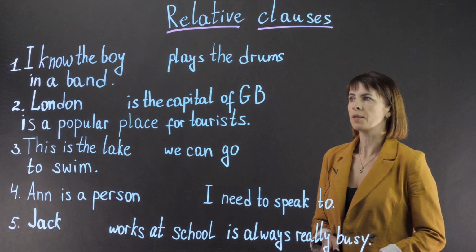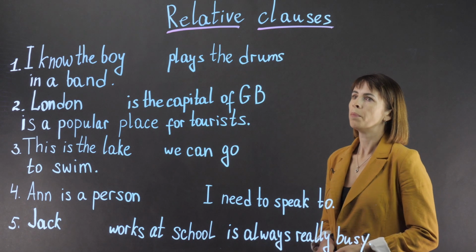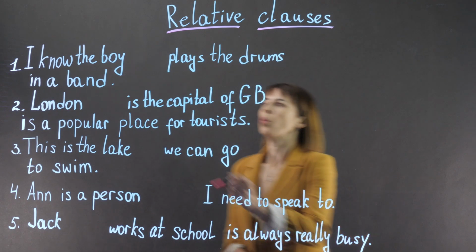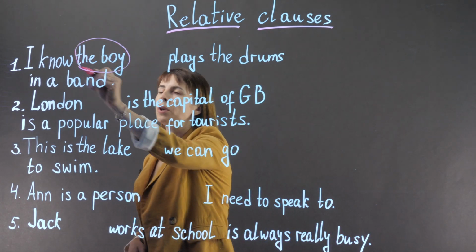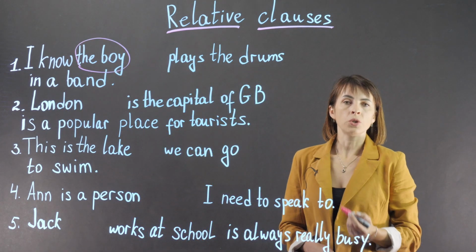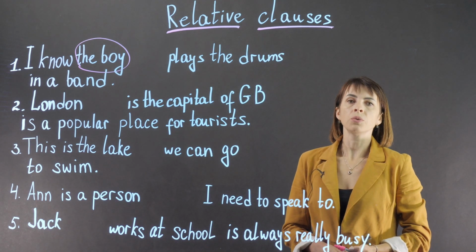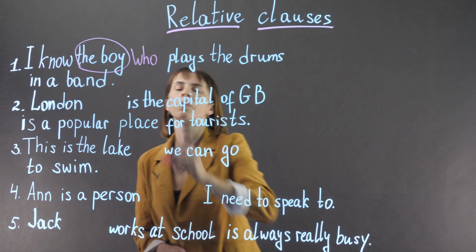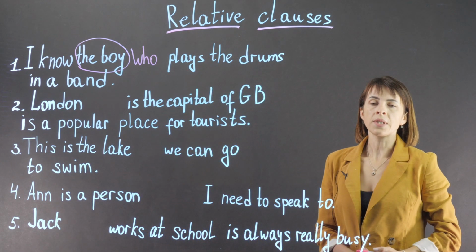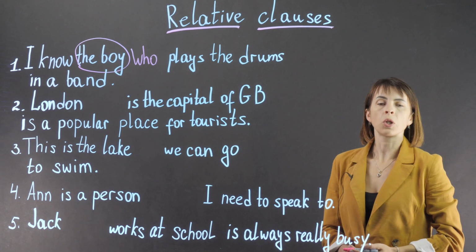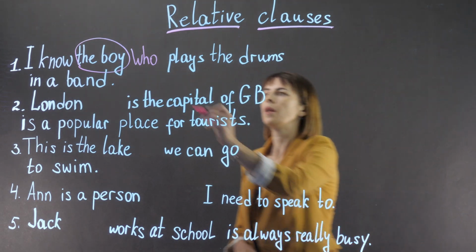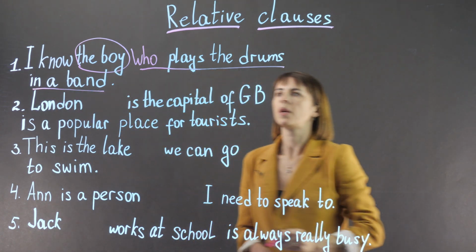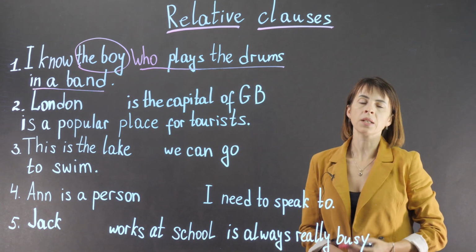So, the first sentence. I know the boy plays the drums in a band. So, we speak about the boy. We should use relative pronoun who. Where is the relative clause in this sentence? Who plays the drums in a band? Який грає на барабанах в групі.